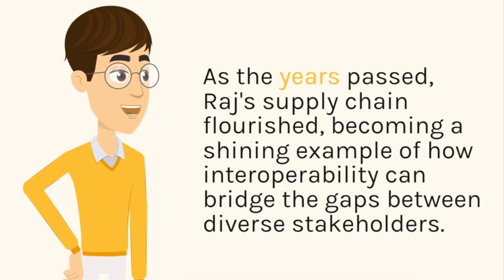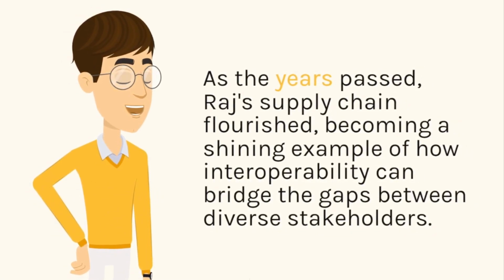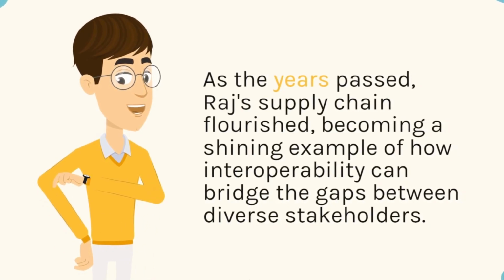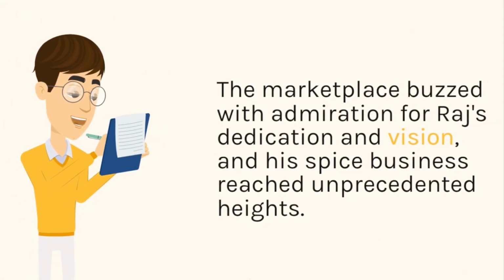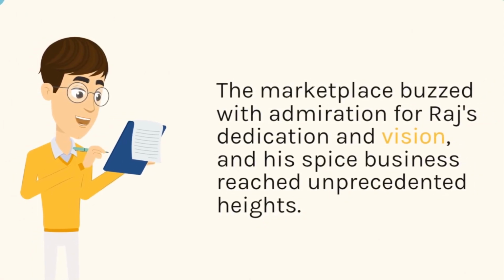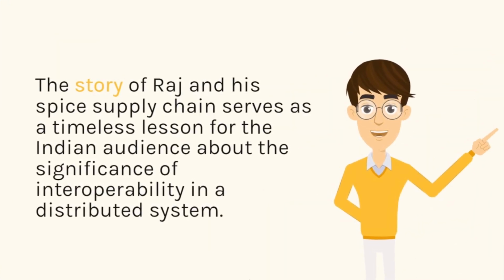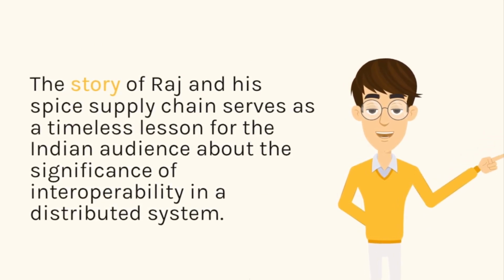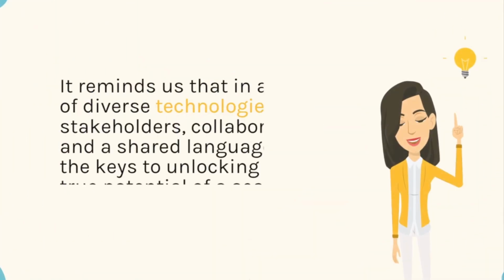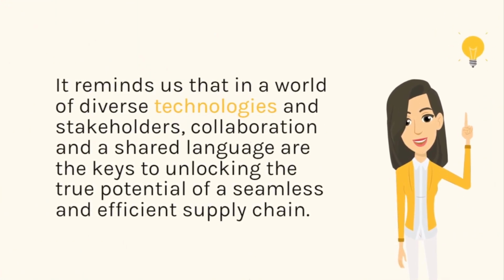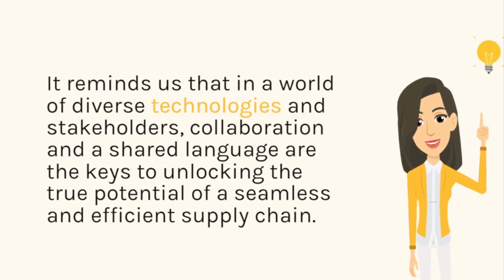As the years passed, Raj's supply chain flourished, becoming a shining example of how interoperability can bridge the gaps between diverse stakeholders. The marketplace buzzed with admiration for Raj's dedication and vision, and his spice business reached unprecedented heights. The story of Raj and his spice supply chain serves as a timeless lesson for the Indian audience about the significance of interoperability in a distributed system. It reminds us that in a world of diverse technologies and stakeholders, collaboration and a shared language are the keys to unlocking the true potential of a seamless and efficient supply chain.